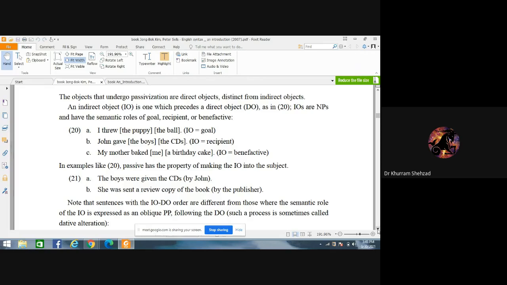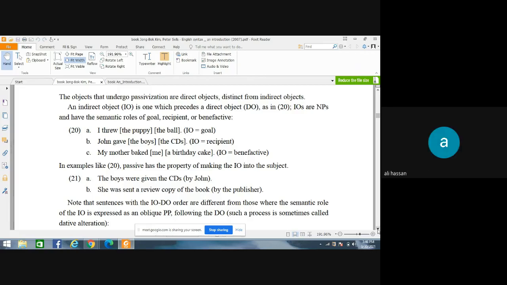Sometimes we can write direct objects first, and sometimes indirect objects later. But usually people write indirect objects first and then direct objects. The semantic role of the indirect object is goal, recipient, or benefactive. But passivization will determine whether it can be changed into the subject of the passive voice or not. So semantic roles will not tell us whether they can be converted into objects or not. Are you getting this point or not?